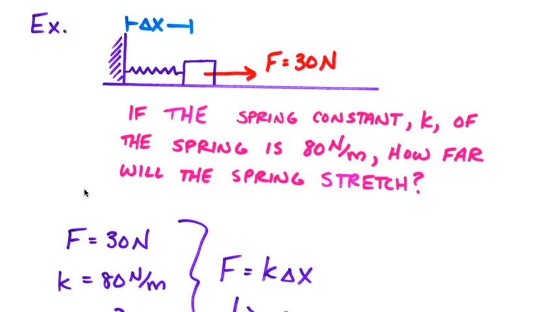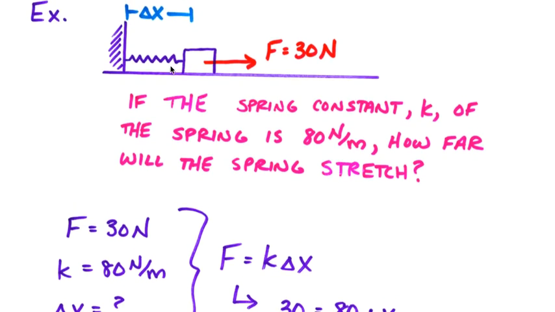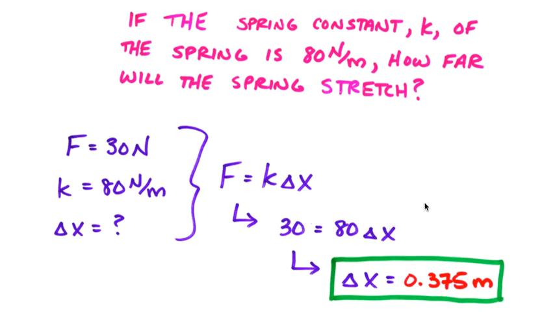Now, I'd like to show a few examples just as to how this can be utilized. Here we have a mass that's being pulled by a force of 30 newtons. Some displacement has resulted, and if the spring constant of the spring is 80 newtons per meter, how far will the spring stretch? So if I list my knowns, I know the force is 30, I know my k value is 80 newtons per meter, and my displacement is unknown. But using Hooke's law, we know that the force is equal to the k value times that displacement, so 30 must equal 80 times that displacement, and I can therefore find that this spring will stretch about 37.5 centimeters or 0.375 meters.